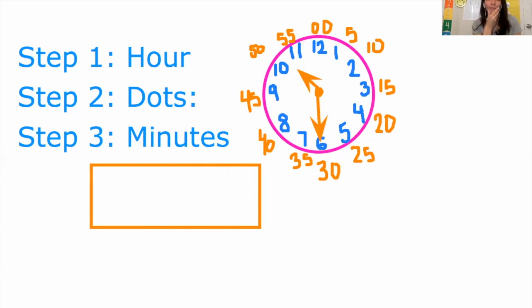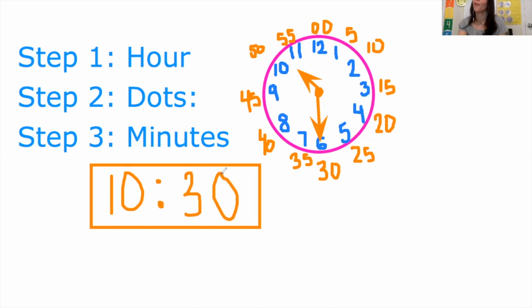What time is it now? Let's follow my steps to find out. Step 1, the hour. So it's between the 10 and the 11. Remember, it hasn't made its way all the way to 11, so it's not 11 o'clock. It's on the 10. So our hour is 10. Step 2, draw our dots. 1, 2, and step 3, the minutes. The long hand is pointing to the 6, and I know when it points to the 6, it's 30. And it's halfway around, so it's 10:30, or half past 10.